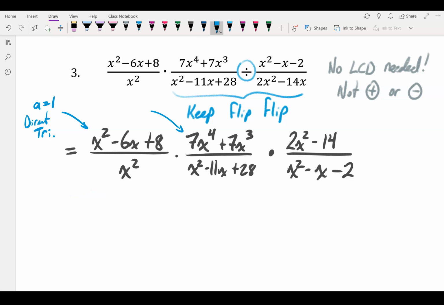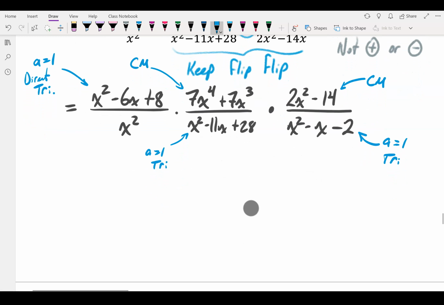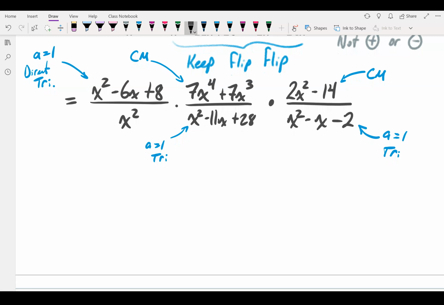This one here looks like I'm going to be able to pull out a common monomial. The bottom one here looks like it's also an a equals 1 trinomial, which means I can do it directly. Common monomial here, and that definitely looks like another a equals 1 trinomial, which I can do directly. Now that I've got my plan of action, I can start doing the factoring. So pause the video here, see if you can get all those factors. It's honestly not even that difficult. It just looks complicated. So take your time and come back here when you're ready to check your answers.